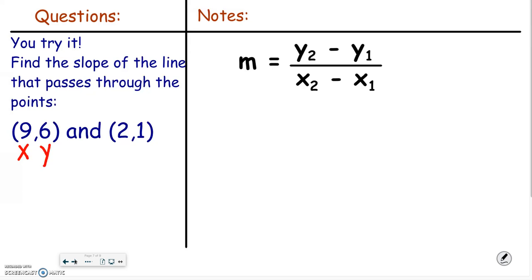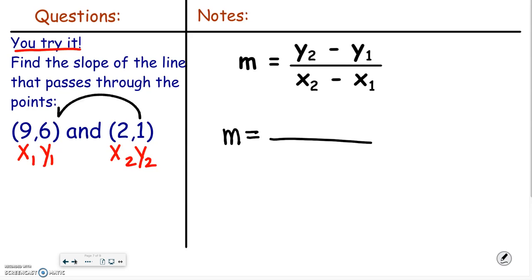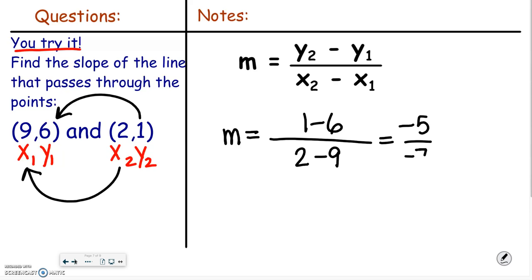Next one, label the first ordered pair and the second ordered pair. Hopefully you're able to try some of these on your own. So slope equals y2 minus y1, 1 minus 6, x2 minus x1, 2 minus 9. 1 minus 6 is negative 5, and 2 minus 9 is negative 7. What happens when you're simplifying this one? When you divide two negatives, it equals a positive. So even though there isn't a common factor to divide 5 and 7 by, we can simplify by just removing the negative signs. Because if you're dividing two negatives, it turns into a positive. So you would not want two negative signs in your fraction.